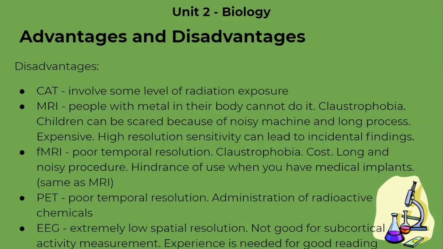The fMRI has many of the same disadvantages as the MRI. It has poor temporal resolution. It could also be an issue when one has claustrophobia. It is expensive, long, and noisy. And you cannot undergo fMRI if you have medical implants. The PET scan has poor temporal resolution. Another disadvantage is its administration of radioactive chemicals.